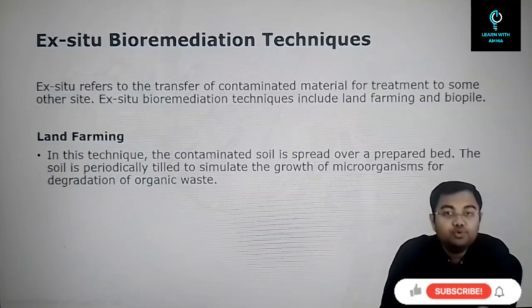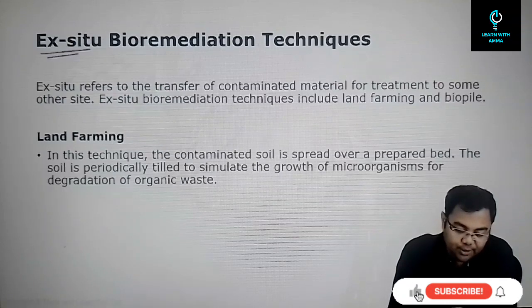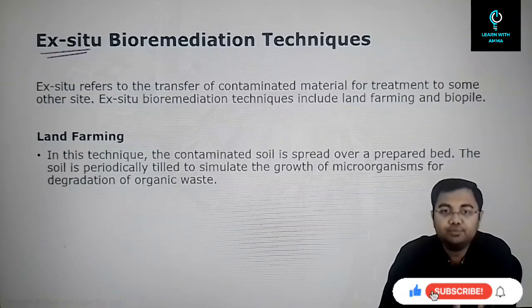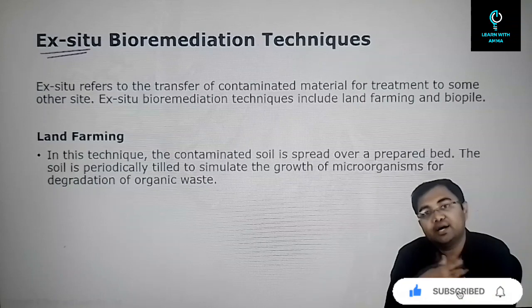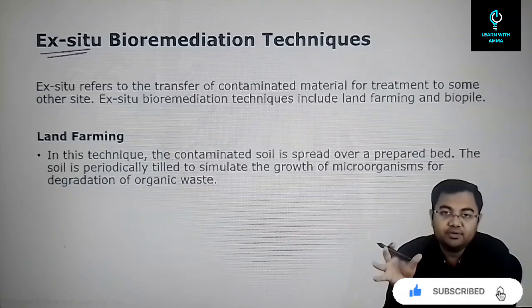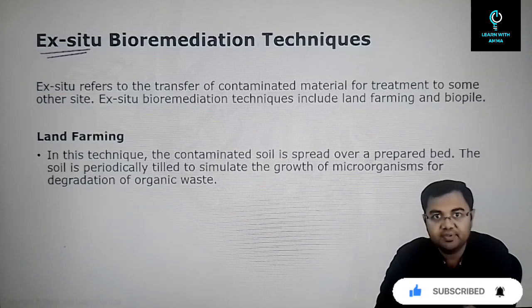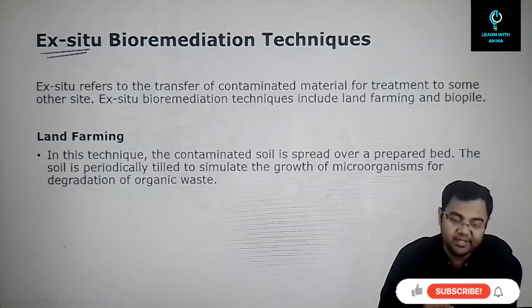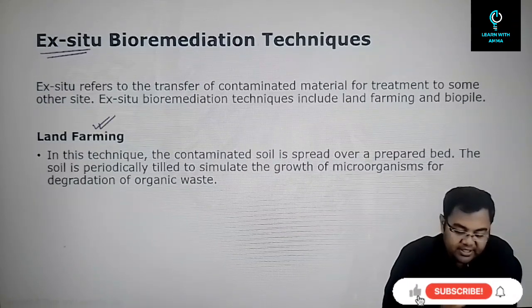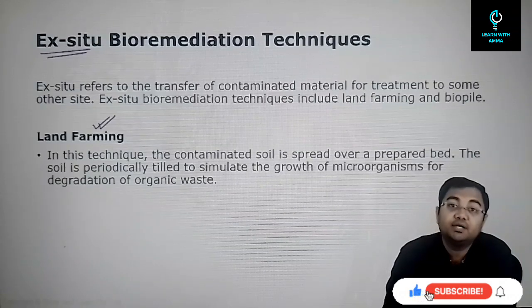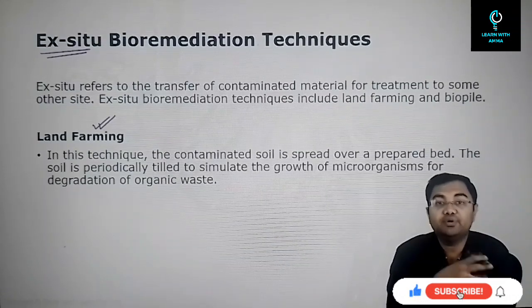Now the other way to do bioremediation is ex-situ bioremediation. What is ex-situ? When you are taking the contamination away from its original site, carrying out the bioremediation techniques there, and then bringing it back to the original location. This will be called ex-situ bioremediation. So the first way to do ex-situ bioremediation is through land farming. So what do we do in land farming?